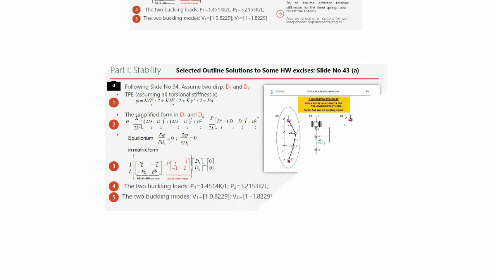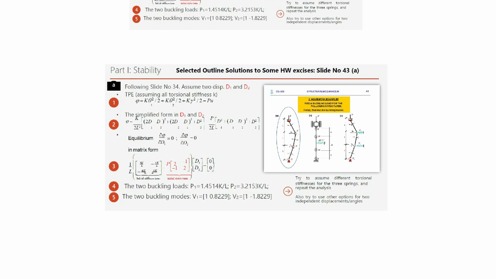Part I, Stability. Selected outline solutions to some HW exercises, slide number 43, B. Note the added middle linear spring, stiffness equals 8K/L². Assume two displacements D1 and D2 as in case A. The TPE and the simplified forms of U and V in D1 and D2 follow. Then apply the equilibrium conditions and write them in matrix format.